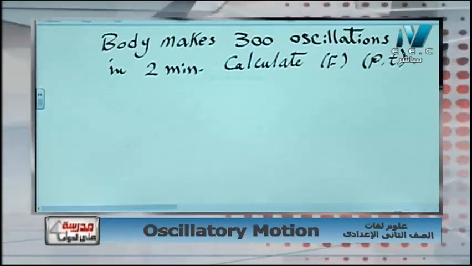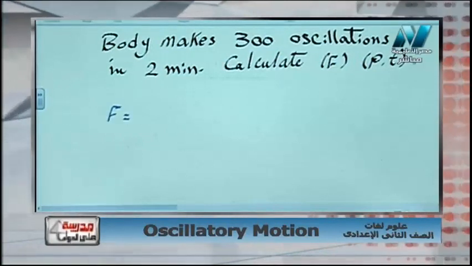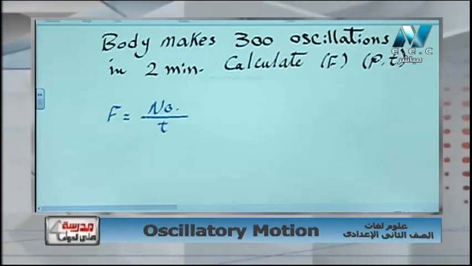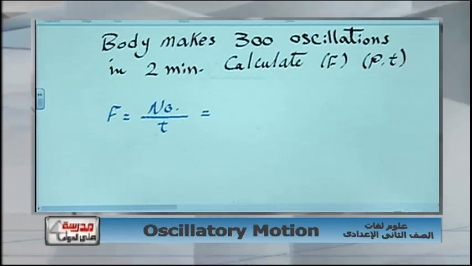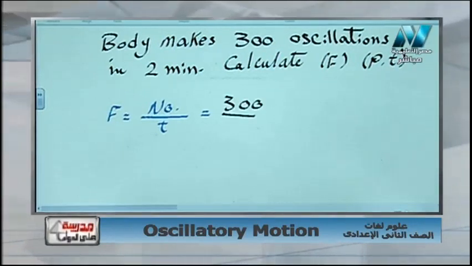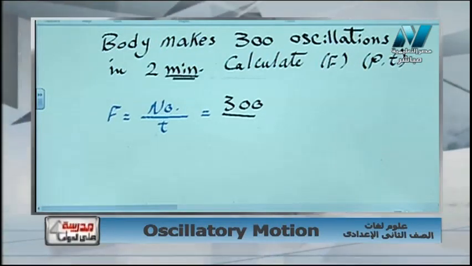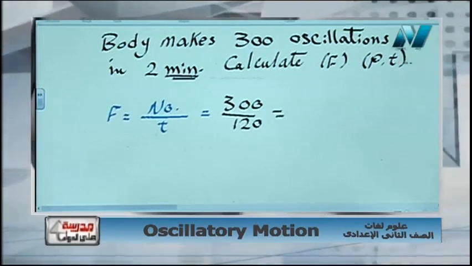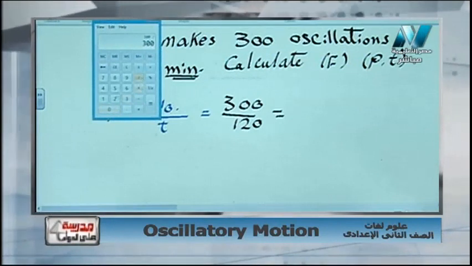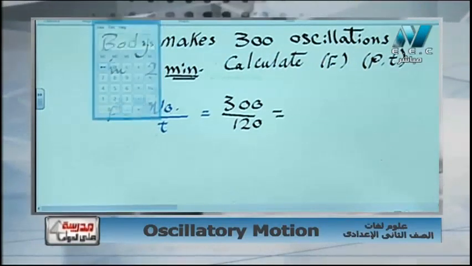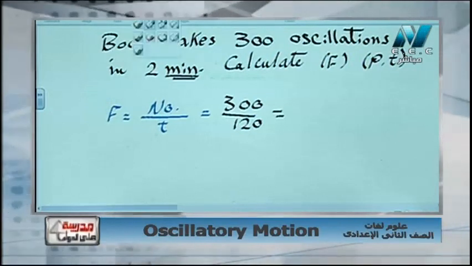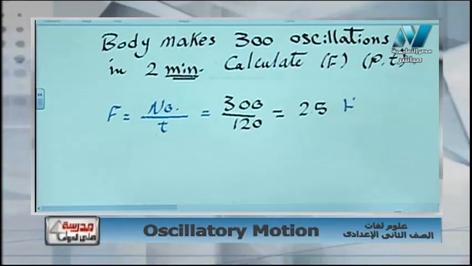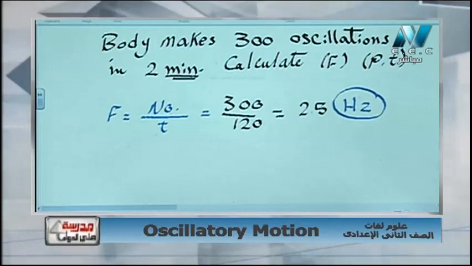Okay, so frequency equals what? Equals number of complete oscillations over time. So number of complete oscillations equals 300 over time 2 minutes. 2 minutes we should convert into seconds, so 2 times 60 equals 120. So by using the calculator, 300 divided by 120 equals 2.5. 2.5 what? The measuring unit of frequency is hertz.